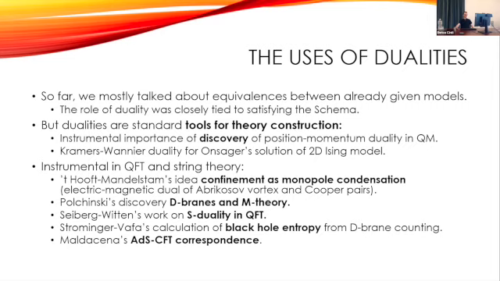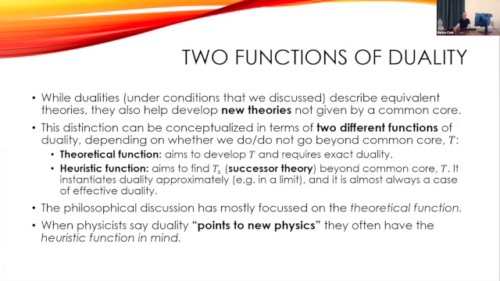We've seen it with Polchinski's discovery of D-branes and M theory. The Seiberg-Witten work on S-duality in 4-dimensional N=2 super Yang-Mills. The Strominger-Vafa calculation of black hole entropy from D-brane counting, where dualities also played a key role in calculating the entropy of a black hole out of a configuration of D-branes. And then all of that led up to Maldacena's AdS/CFT correspondence. So we see that the idea of duality can be very fruitful in this sense of new theory construction.